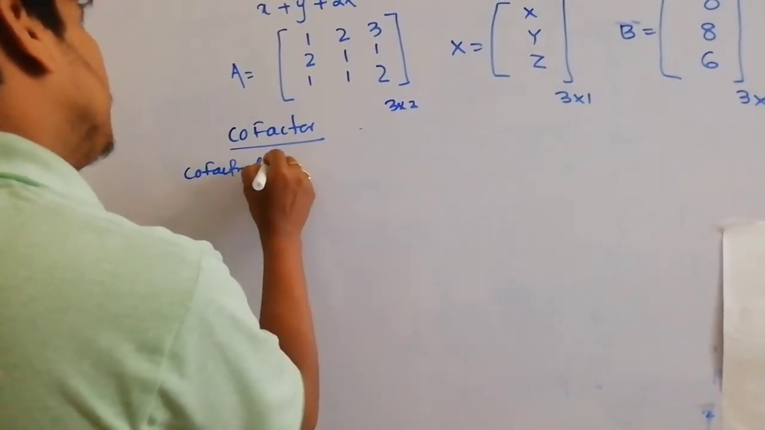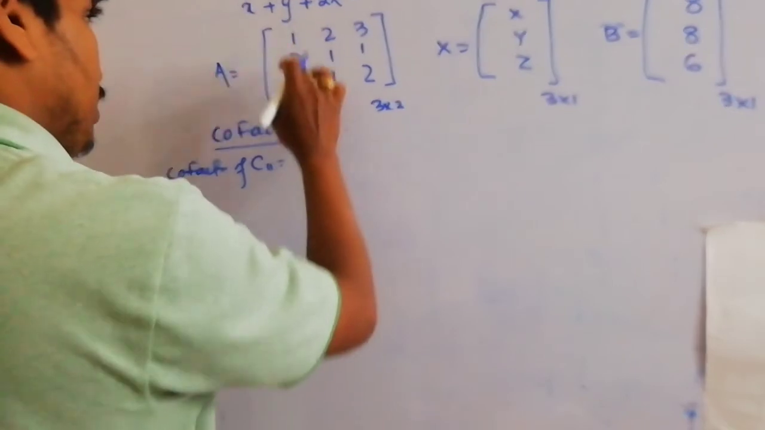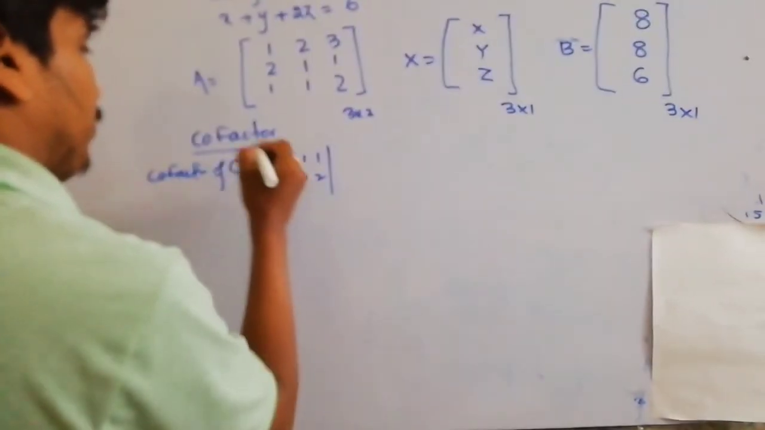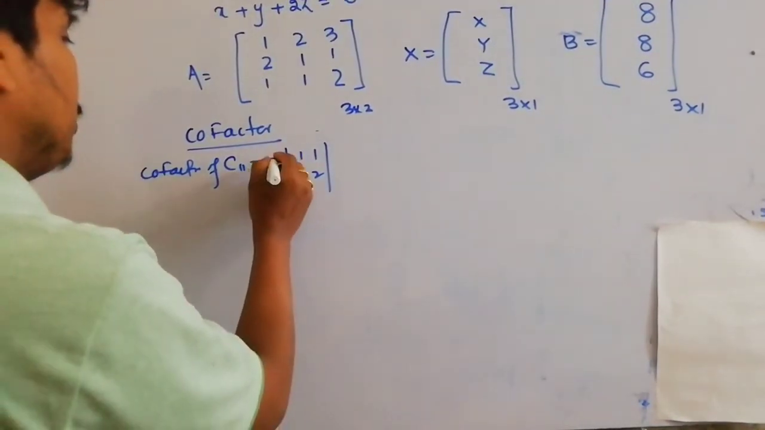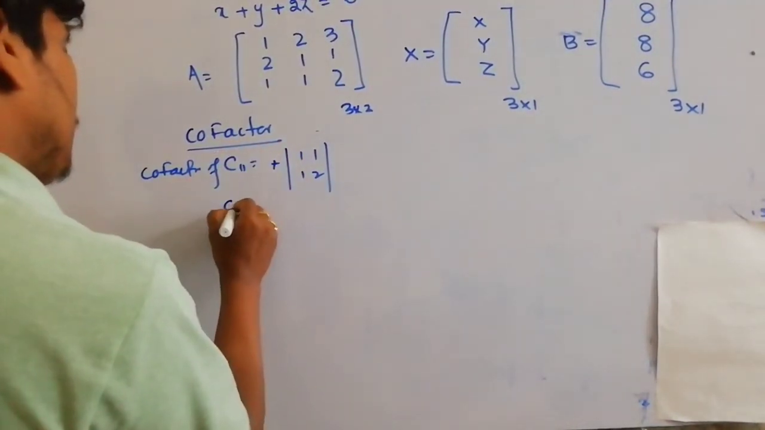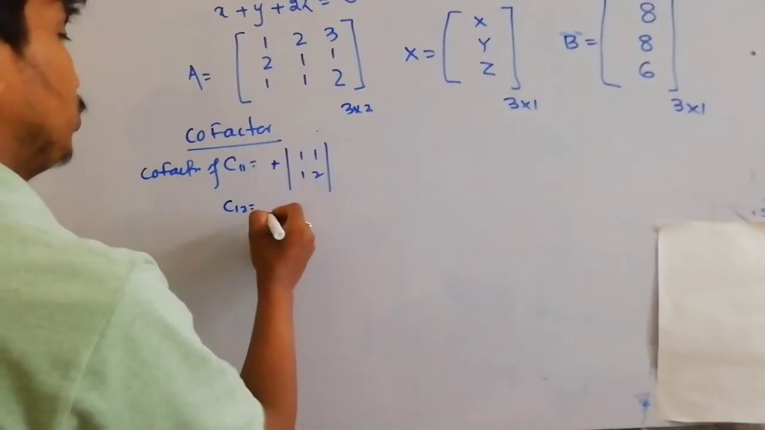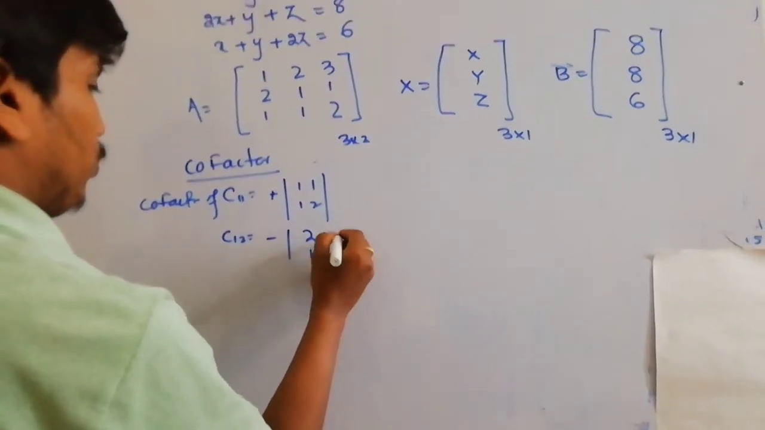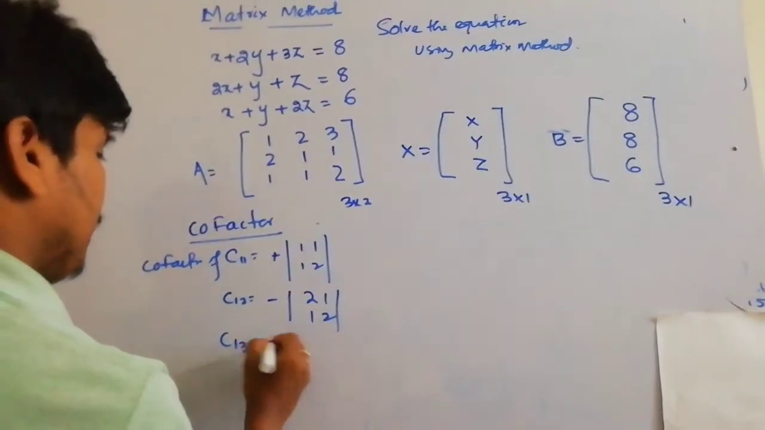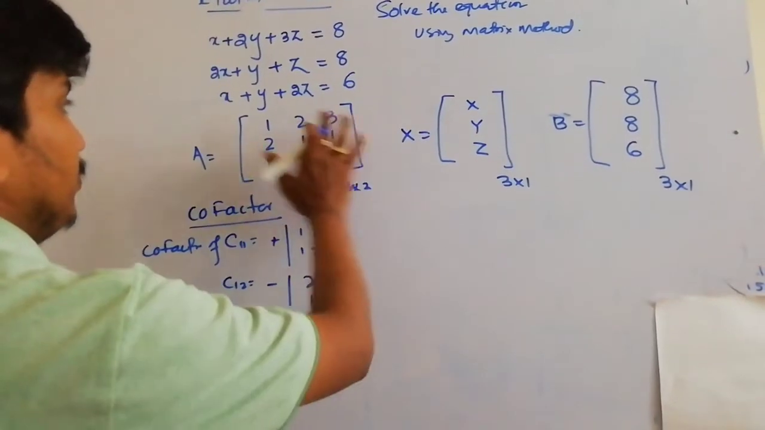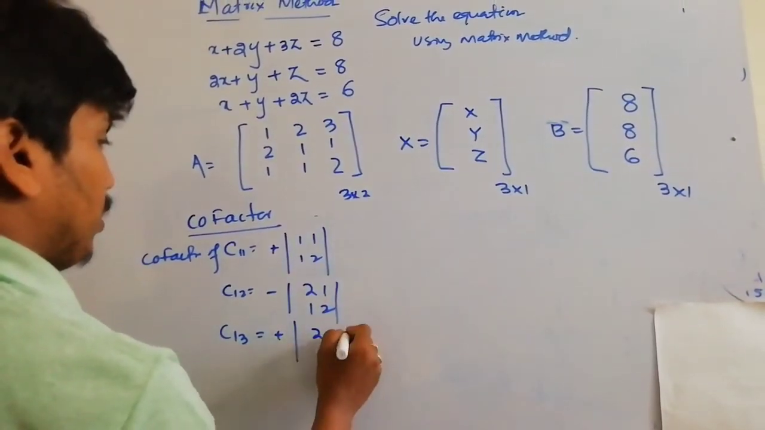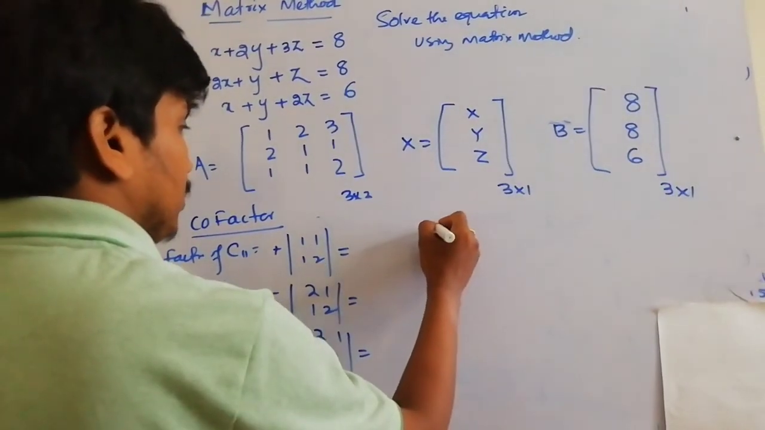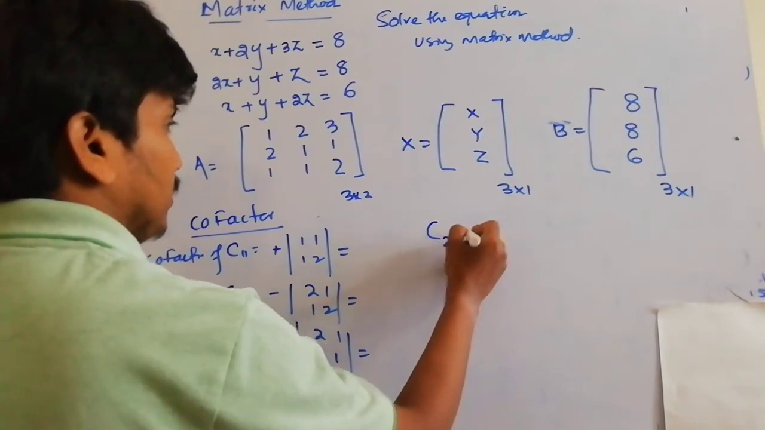Cofactor of C11 means this: 1 1 1 2. This one is plus. Then C12, that means minus of 2 1 1 2, and C13 is plus 2 1 1 1. Now C21.